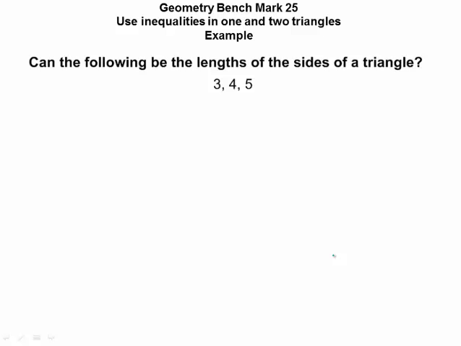Can these be the lengths of the sides of a triangle? Okay, to be the lengths of the sides of a triangle, any two I add have to be bigger than the third. So 3 plus 4 has to be bigger than 5, 4 plus 5 has to be bigger than 3, and 3 plus 5 has to be bigger than 4. Are all of those true? Yes. So the answer is yes. Not too bad. So anytime I give you three numbers and ask, can this be a triangle, you add them in pairs, and the sum has to be bigger than the third one.